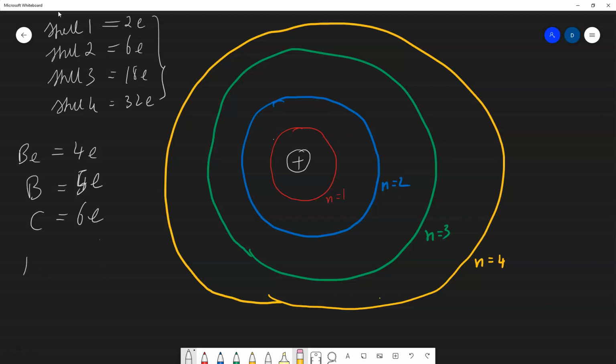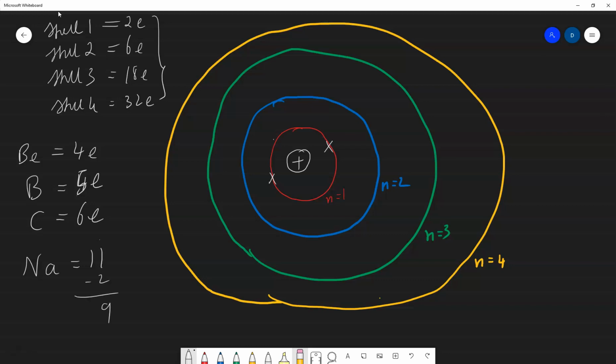So let's take sodium. Sodium has got 11 electrons. So this is just a simple math problem. In order to show how the electrons go around this nucleus into various shells, you just have to start splitting these 11 electrons into various shells. The first shell to fill is the innermost shell. So the 2 electrons will go there. So you got 2 away.